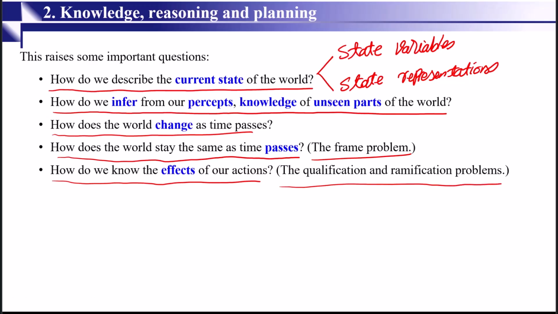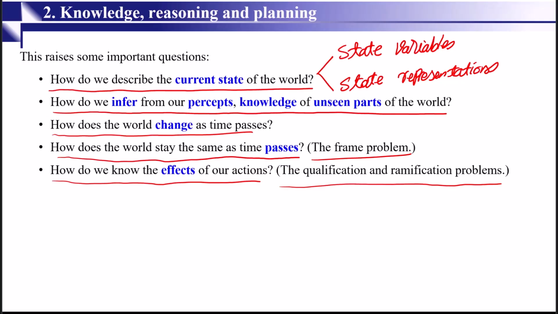The qualification problem is determining the conditions under which an action will have a particular effect. For example, in some cases, actions may have unintended consequences, and defining all the conditions under which an action will succeed is very difficult. For example, if I push the button, the door will open. This assumption may not hold true if certain conditions are not met. For example, the door might be jammed.